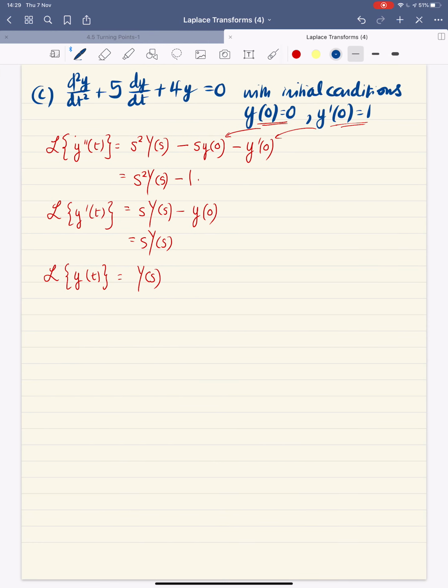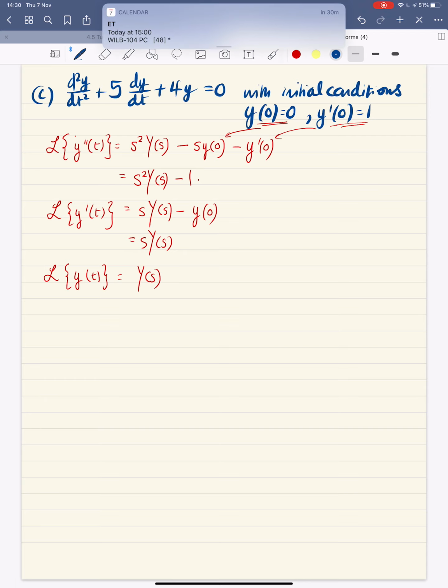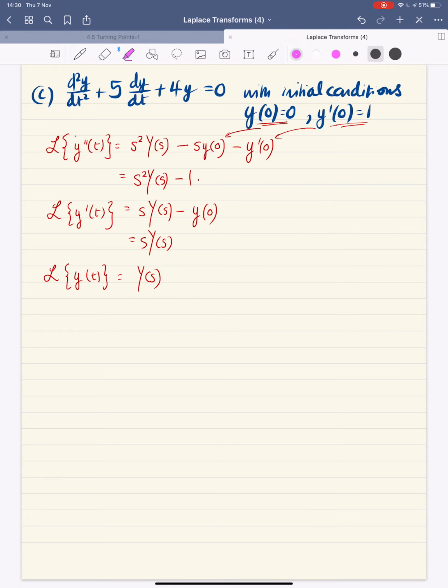Right, C. So same again, except this time we've got initial conditions. Just keep an eye on the solution as well, because I'm marking them as I go along. The first two are correct. Okay, so this is exactly as I've written out before, except this time we've got initial conditions.